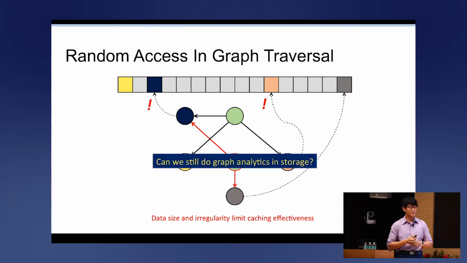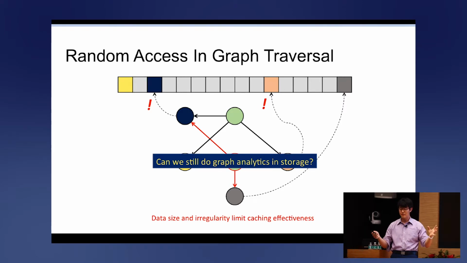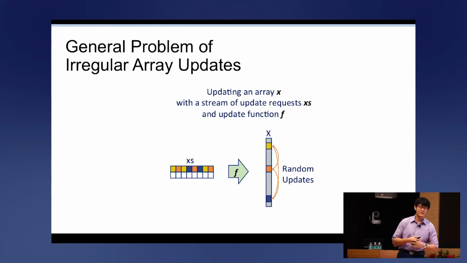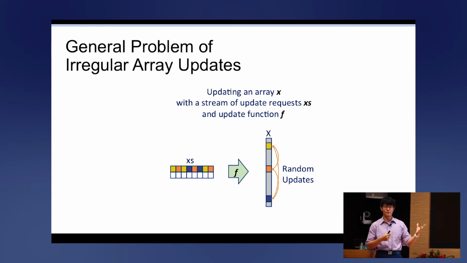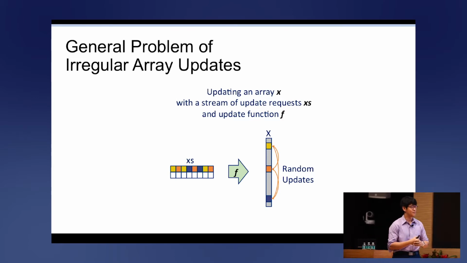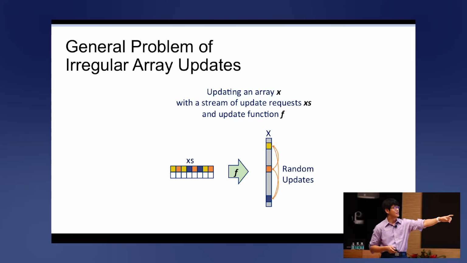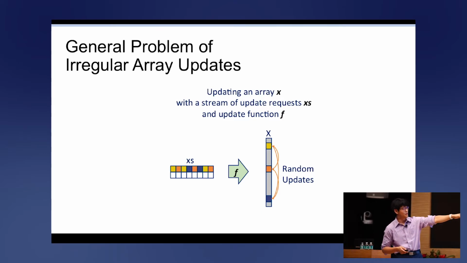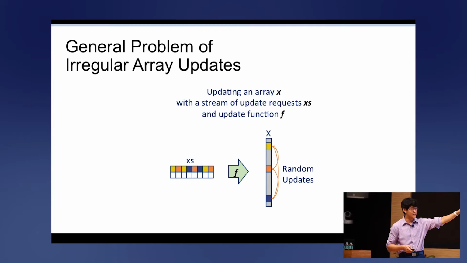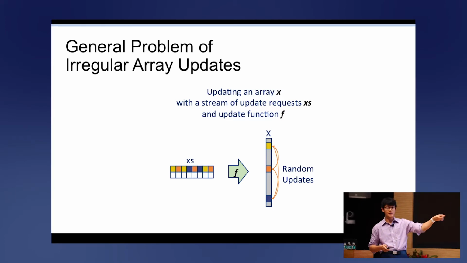So the question was, can we still do graph analytics using this storage-based appliance without requiring multiple gigabytes, terabytes of DRAM? In order to solve that, here's a general formulation of an irregular array update, to explain what the solution looks like. Let's say we have an array X, which is what you see on the right, which is being updated by a stream of update requests XS, which you'll see on your left, which consists of key and value pairs, and an update function F.